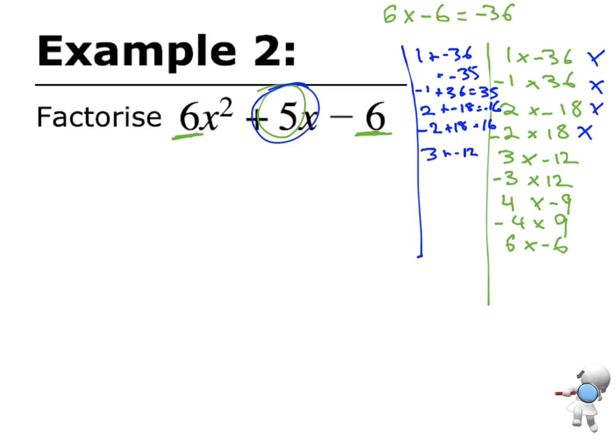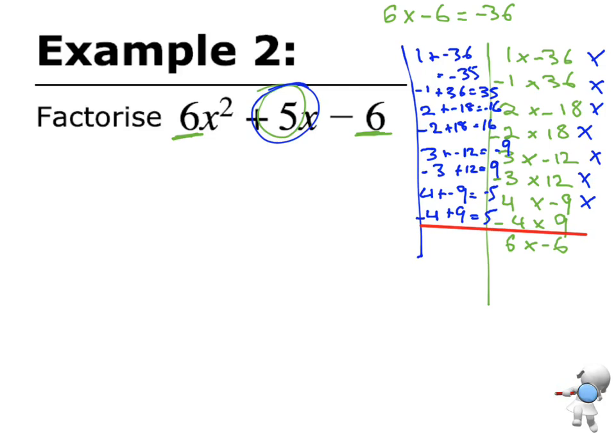3 plus negative 12 will give me negative 9. Getting closer, but still not quite. Negative 3 plus 12 is positive 9. Let's try the next one. 4 plus negative 9 is negative 5. Nearly, but I want a positive 5 rather than a negative 5. So negative 4 plus 9 is going to give me positive 5. Now I've got the one that I want. So the two numbers, negative 4 and 9, multiply to give negative 36 and add to give 5.